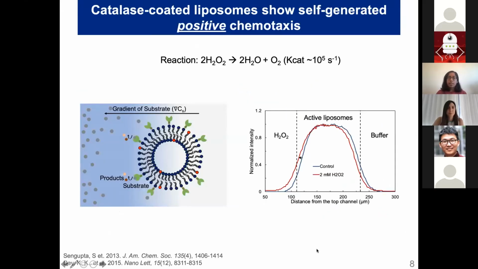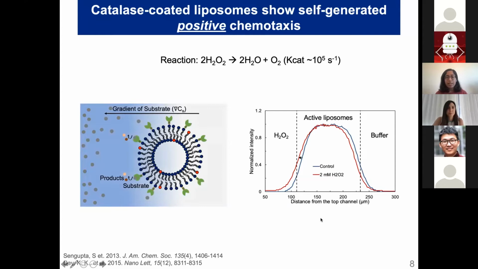So the first enzyme that we tested is catalase. Catalase is a relatively fast enzyme that converts hydrogen peroxide into water and oxygen. Similar to the previous studies where catalase molecules as well as catalase-coated particles show positive chemotaxis, we also see that the catalase-coated liposomes are able to move towards higher concentration of hydrogen peroxide.